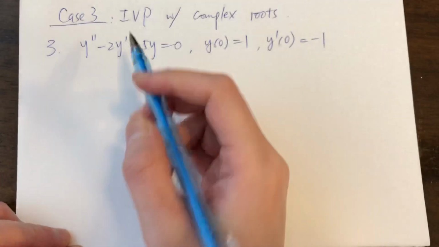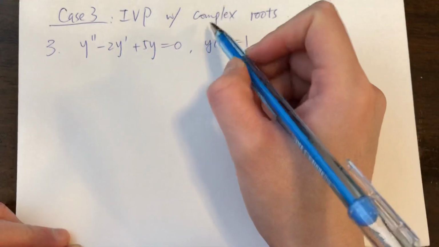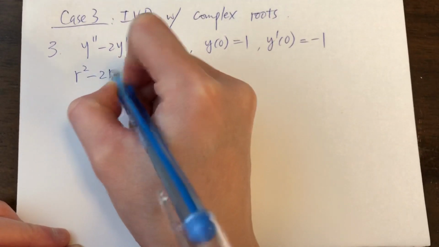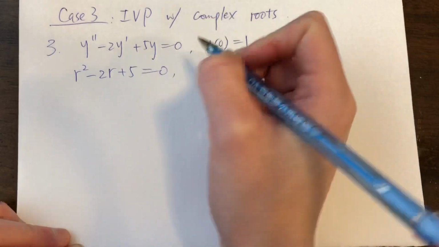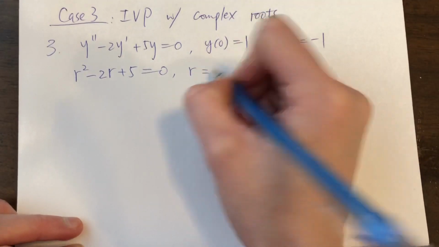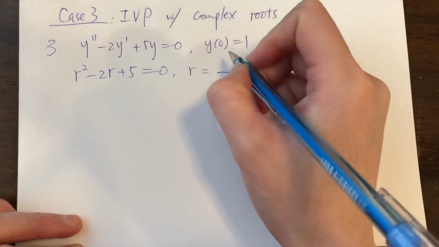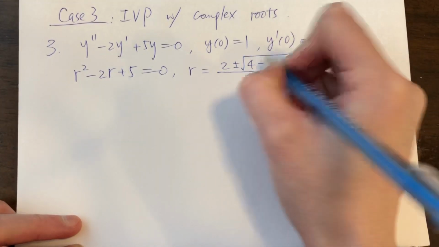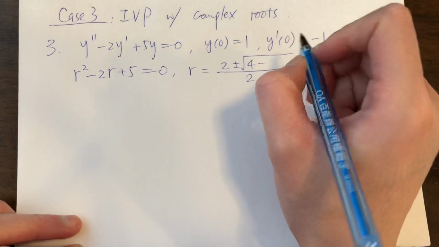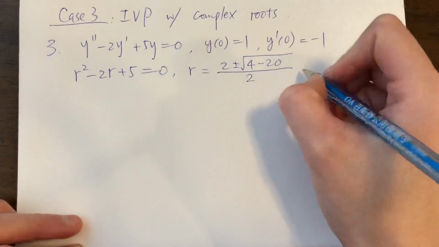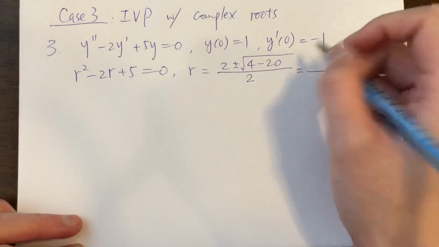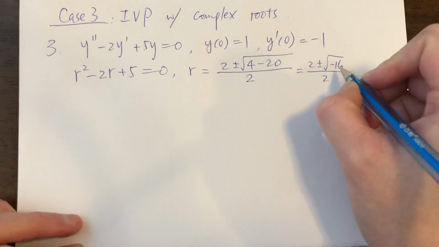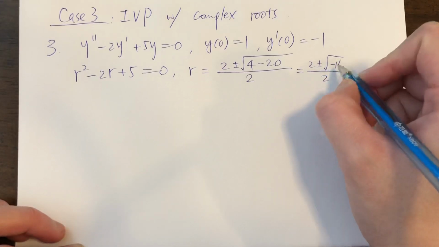Okay, so this is our last case, initial value problem with complex roots. Again, write down the R equation. This time we need to use the quadratic formula: 2a, minus b plus minus square root of b squared minus 4ac, which is 4 times 5, 20. So that's negative 16. So how do you think about the square root of negative 16?